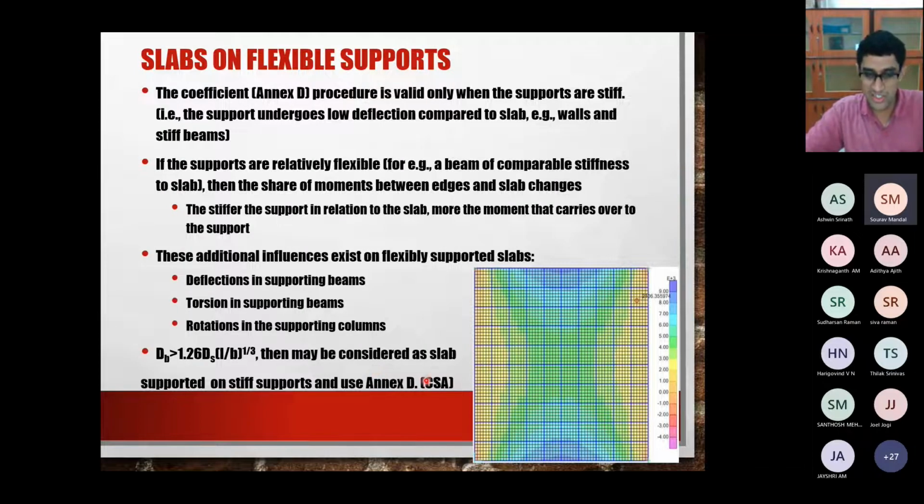I mean, they won't use IS 456. They'll use their own Canadian standards. So they will also have some moment coefficients. They can use that if the IS code does not give you any such relation.